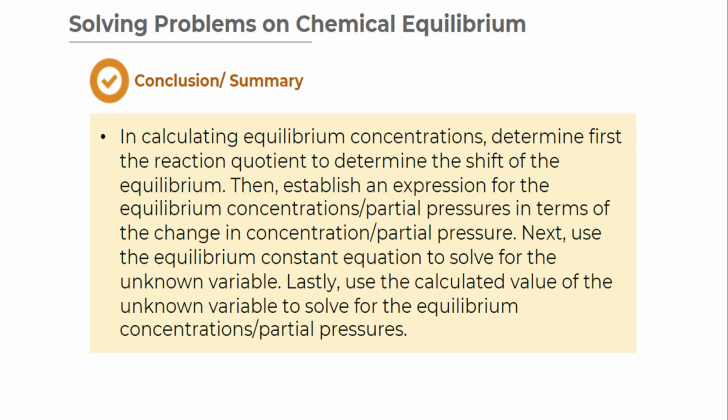Summarize, in calculating equilibrium concentrations, determine first the reaction quotient to determine the shift of the equilibrium. Then, establish an expression for the equilibrium concentrations or partial pressures in terms of the change in concentration or partial pressure. Next, use the equilibrium constant equation to solve for the unknown variable. Lastly, use the calculated value of the unknown variable to solve for the equilibrium concentrations or partial pressures.